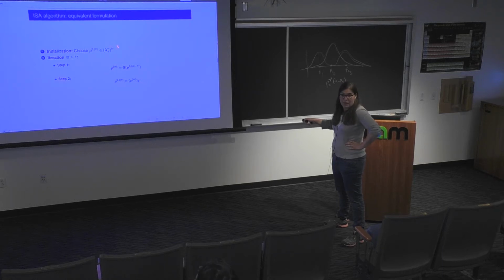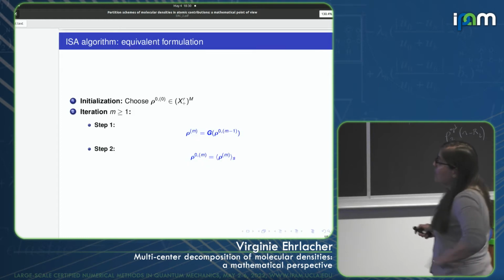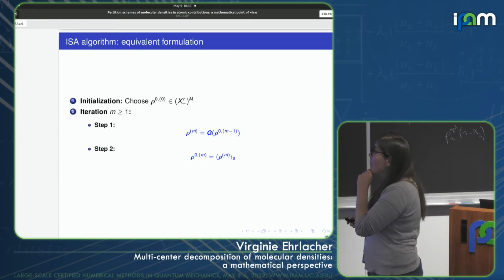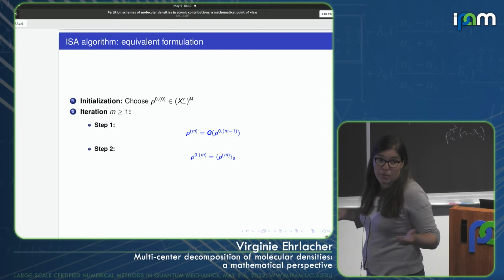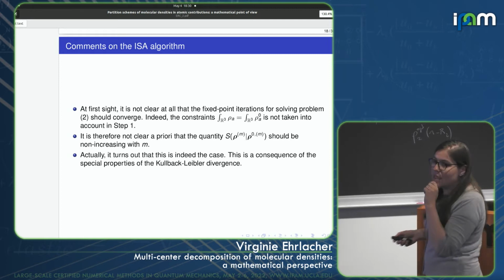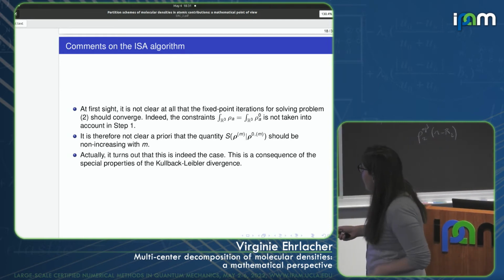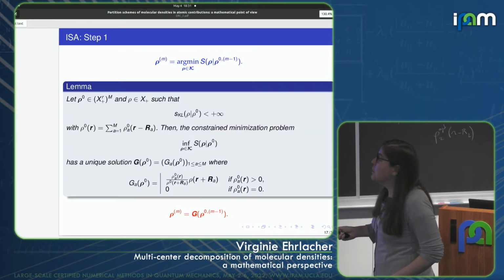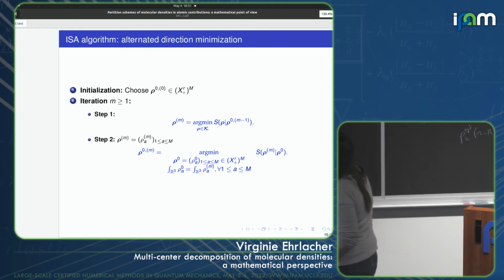Okay, and you iterate like this. Okay. And so one of the questions that we were wondering about this algorithm is, does it converge to the true solution of the ISA problem? Of course, so that's a natural question. So at first sight, it is not obvious that it will converge. Where is the difficulty? So the difficulty comes from step 1 here.